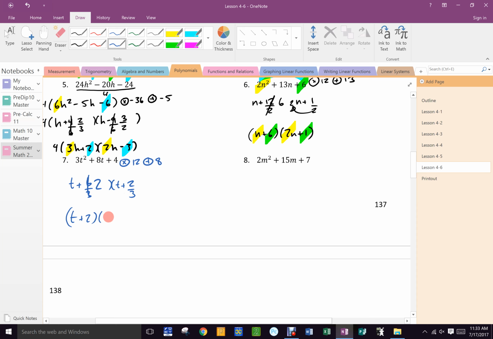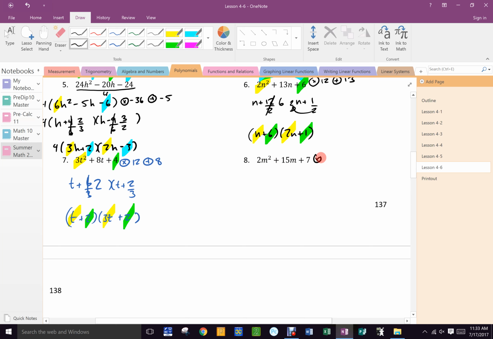And what's this one? 3t plus 2. And then I check. T times 3t. Is that 3t squared? Excellent. 2 times 2, is that 4? Yes. Yeah.